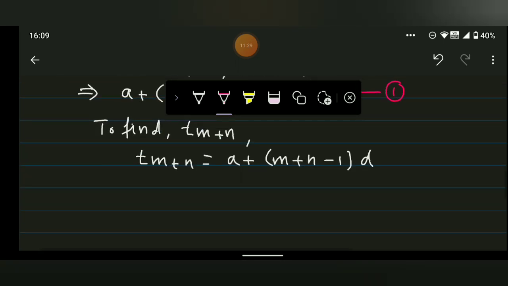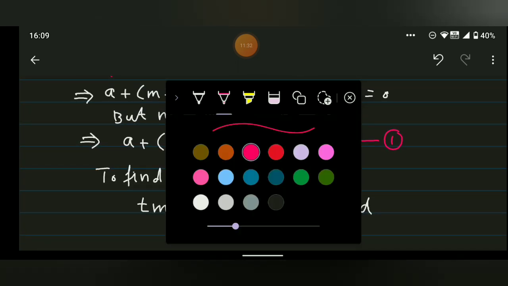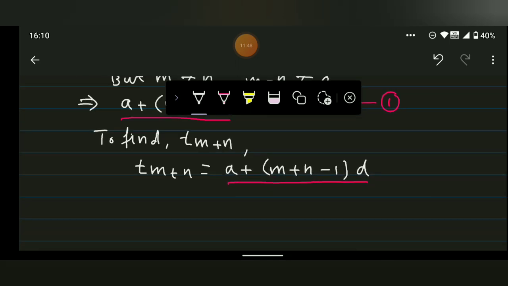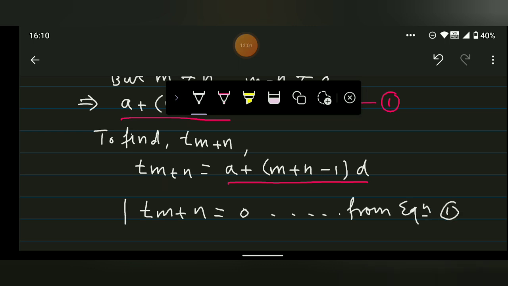So now if I observe equation number 1, we are having the value of a plus m plus n minus 1 into d to be 0, and tm plus n is very similar, a plus m plus n minus 1 into d. So from equation 1 we can have the replacement for tm plus n, this is equal to 0. So we can mention here from equation number 1. So this is what we want, that the m plus nth term of an arithmetic progression is 0.